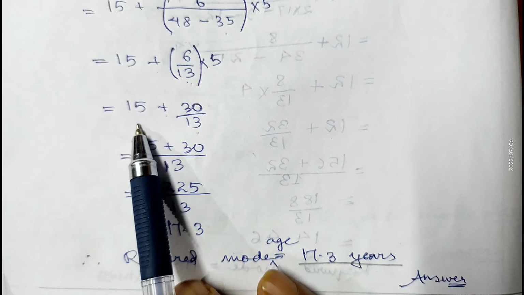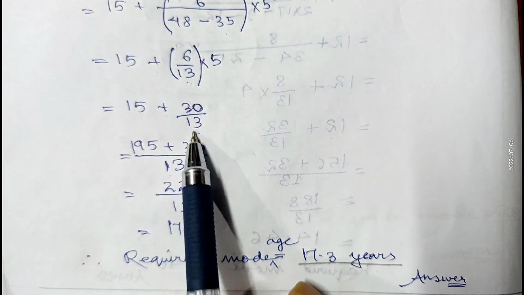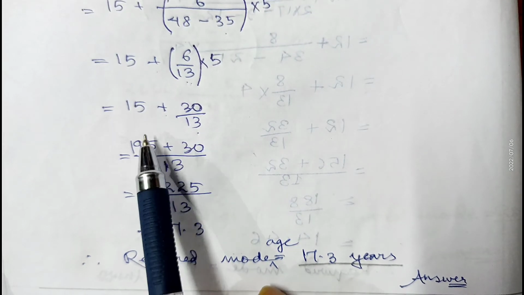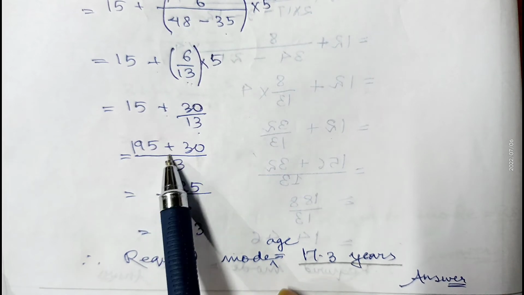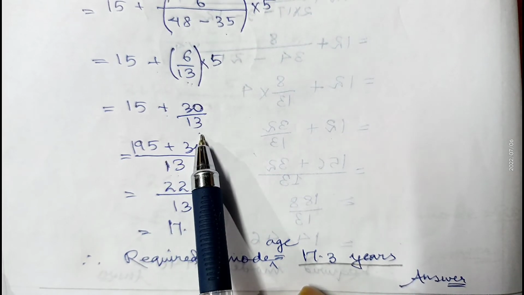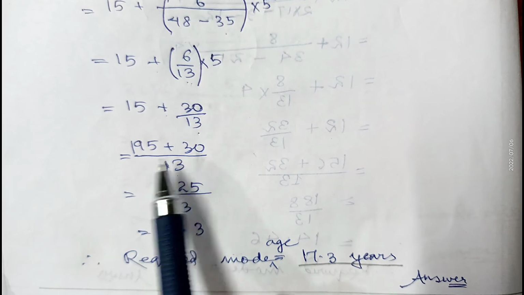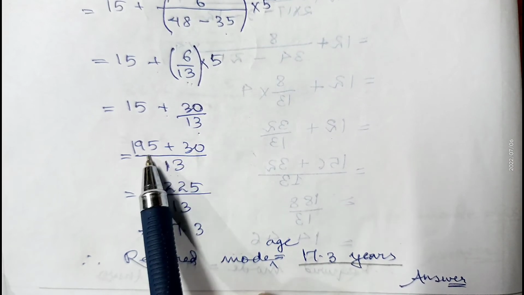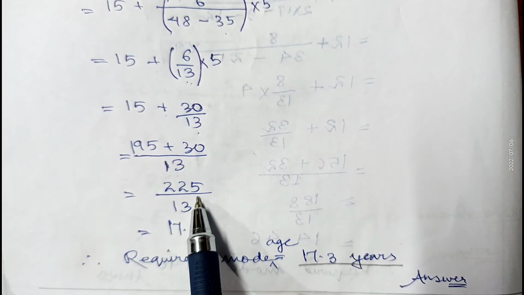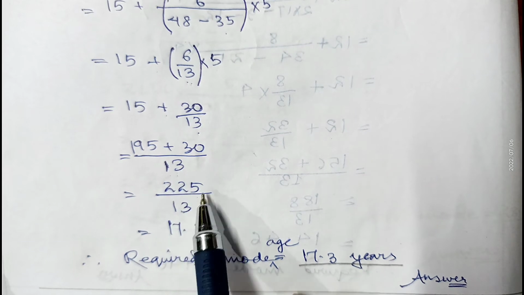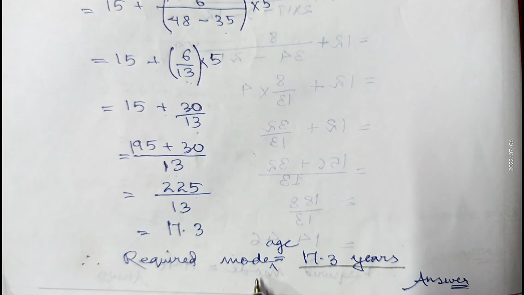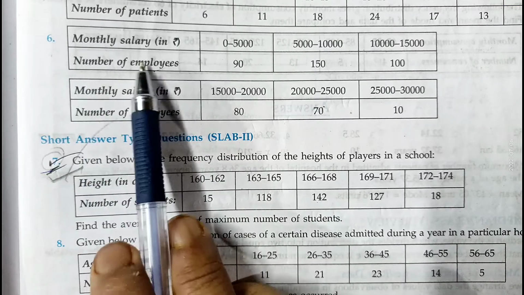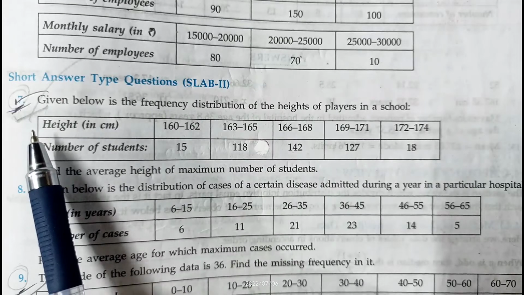Here we can consider 15 by 1, so LCM of 1 and 13 will be 13, 13 divided by 1, 13, 13 into 15, 195, plus 13 divided by 13, 1 into 30, 30. So if I add these two, 195 plus 30, it will give 225 by 13. And if I divide, it will be 17.3. Therefore, required mode is 17.3 years. I hope question number 6, you can do it yourself. Let me show question number 7.